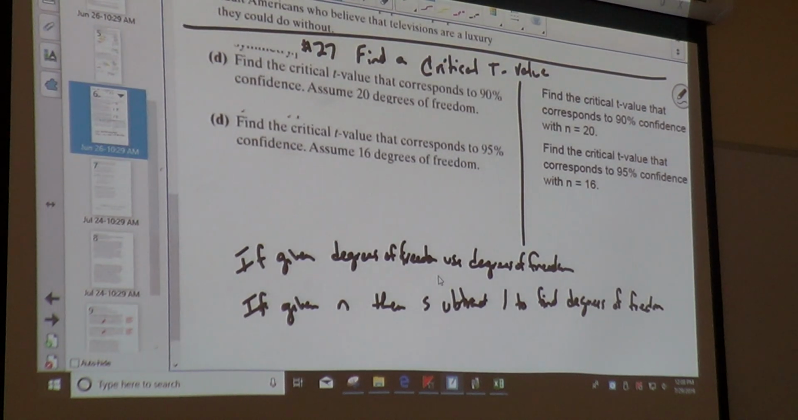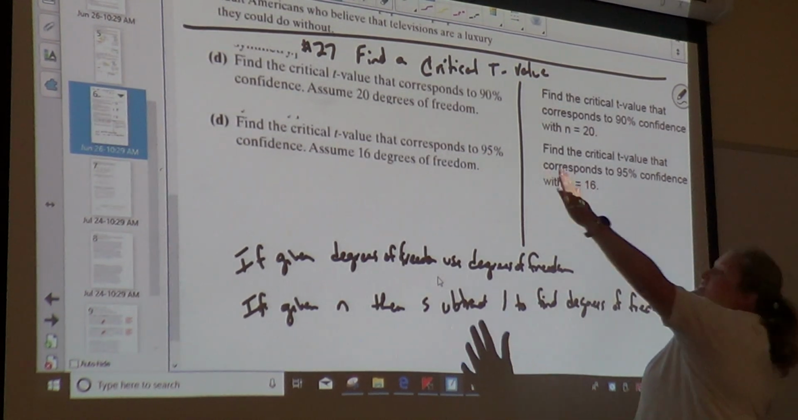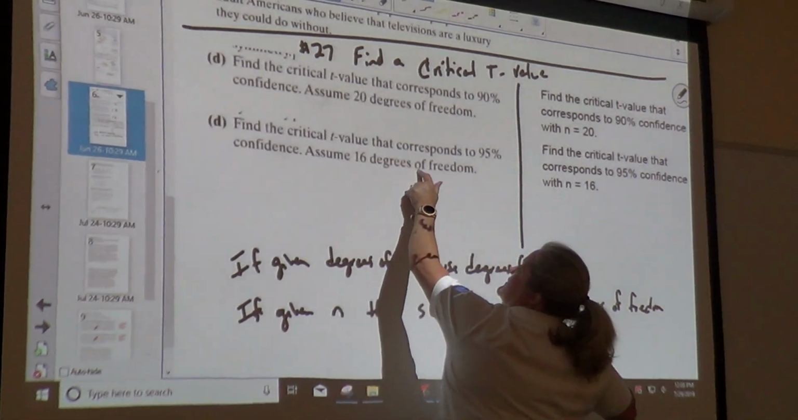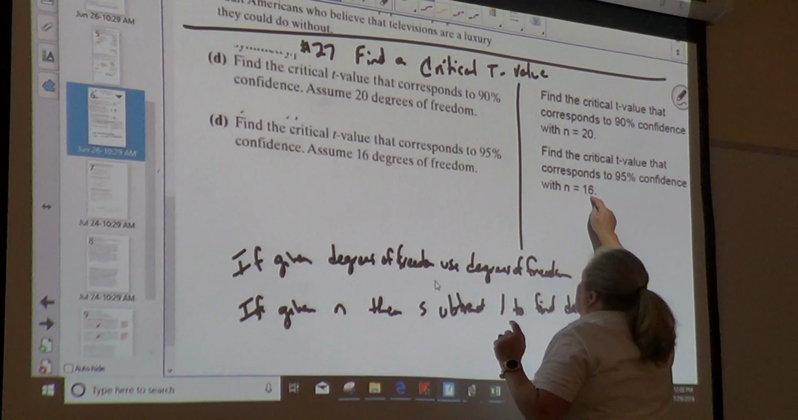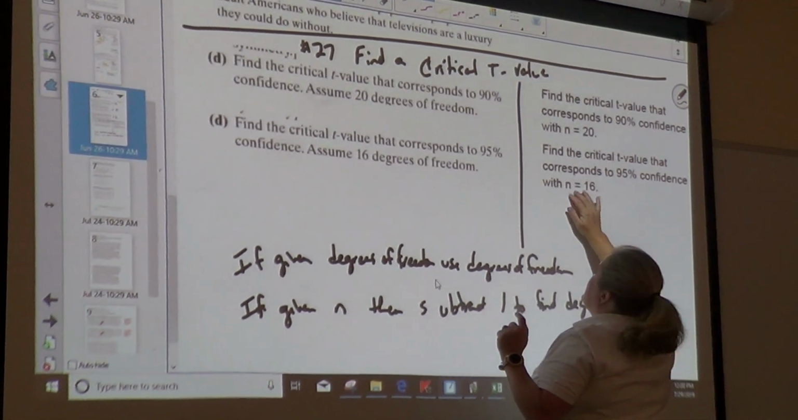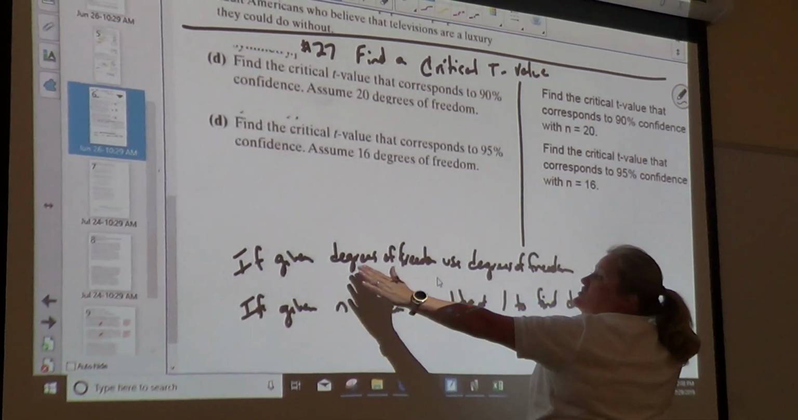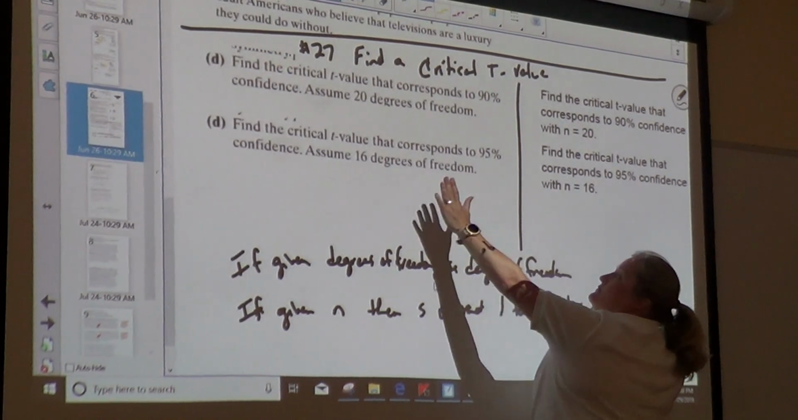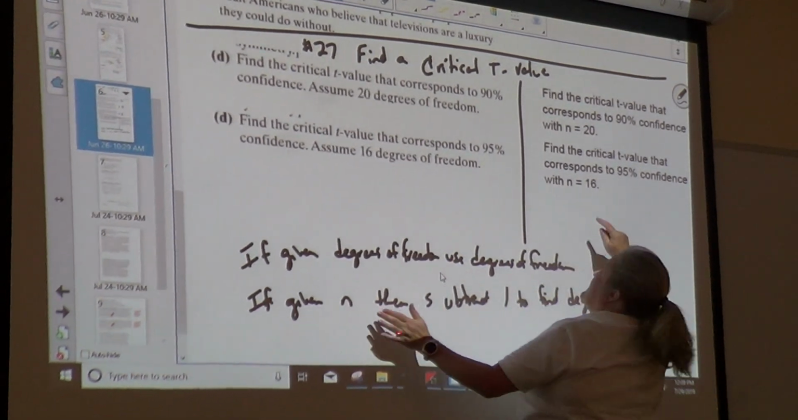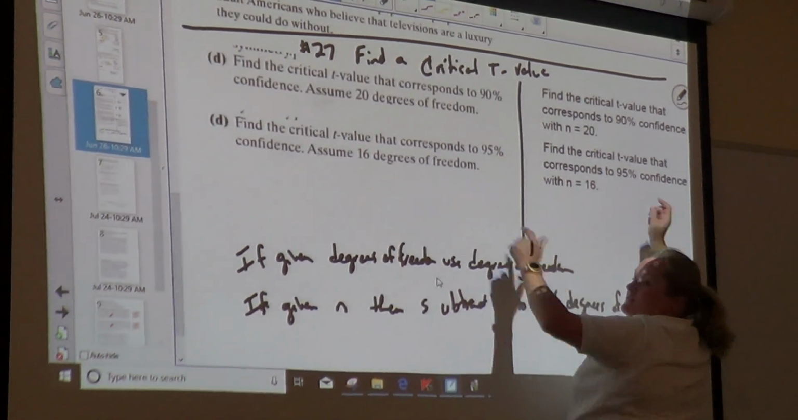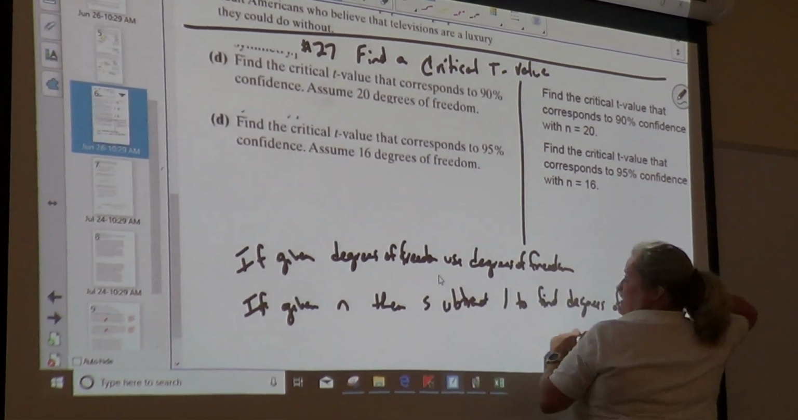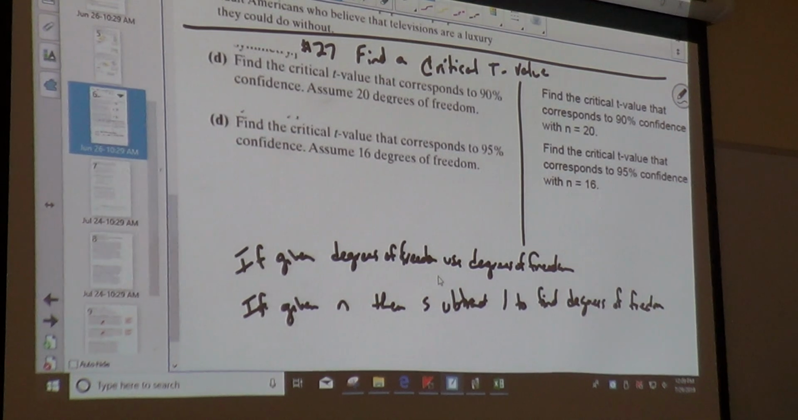Okay, we'll show you the difference between both of these. This says 16 degrees of freedom, 20 degrees of freedom. Here it says n equals 16. It doesn't tell you the degrees of freedom. So if they give you the degrees of freedom, use the degrees of freedom. If they give you n, then you need to subtract 1 to find the degrees of freedom. And I'm going to show you on the chart.